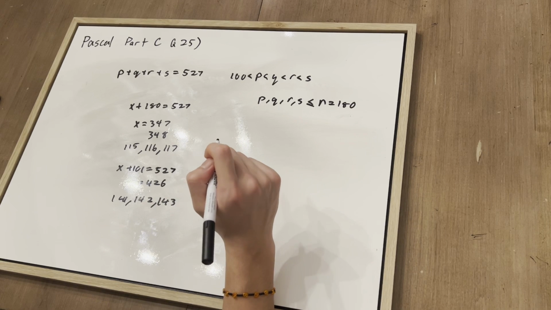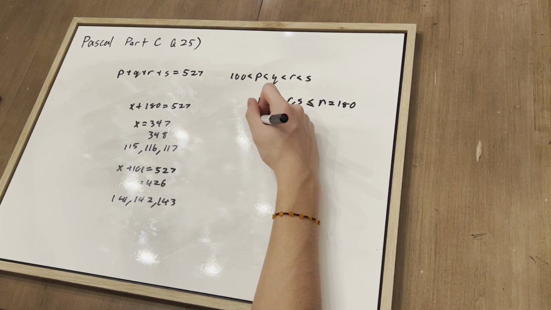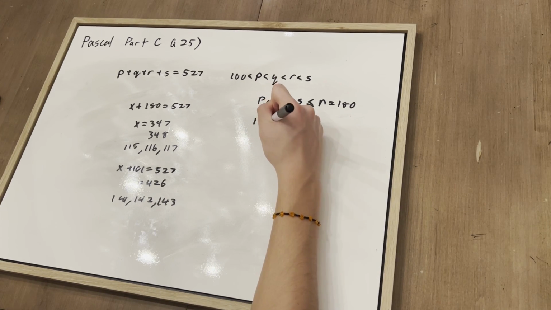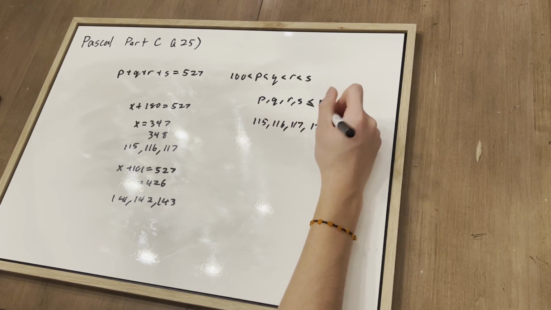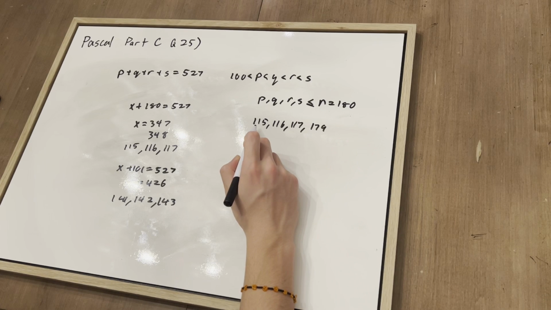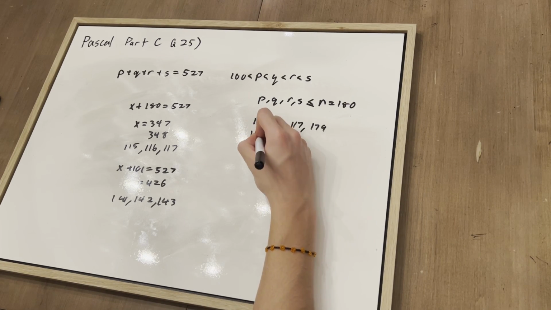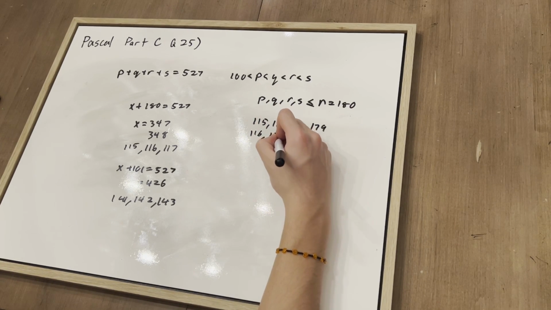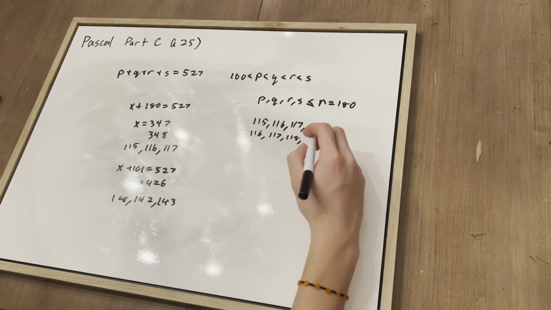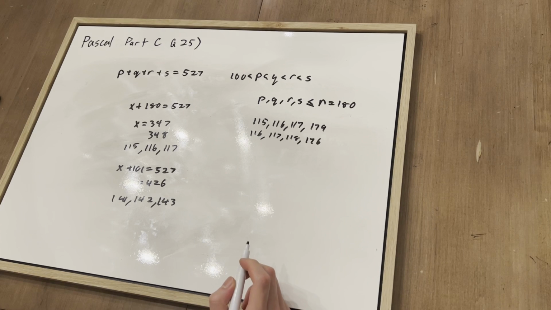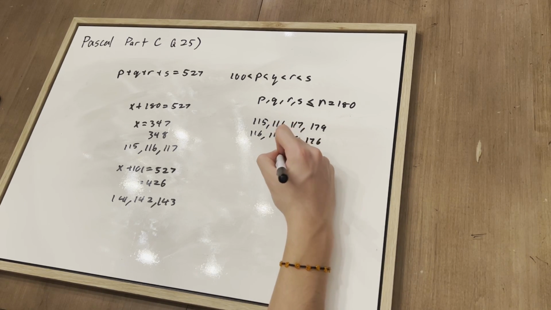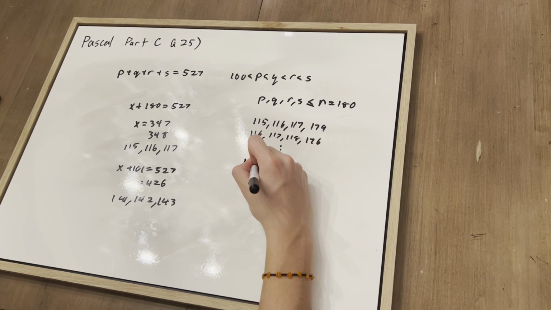So now what we can do is actually try to write out a few of these integers. So the first set: 115, 116, 117, 179. To create a new set, we can add 1 to here, but we have to subtract 3 in order to keep the sum the same. So we can keep doing this, but eventually we'll hit this set.